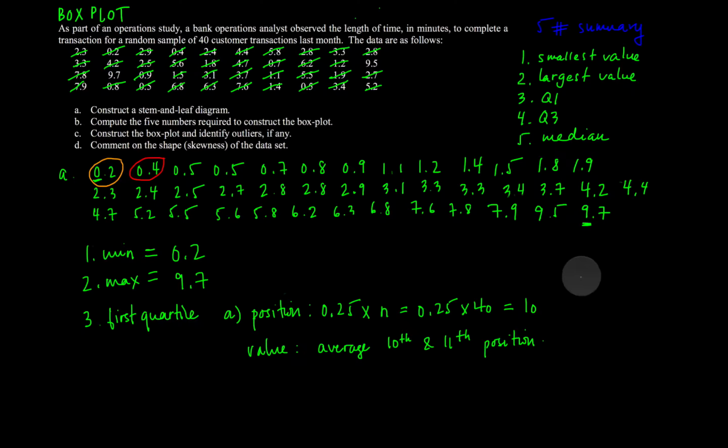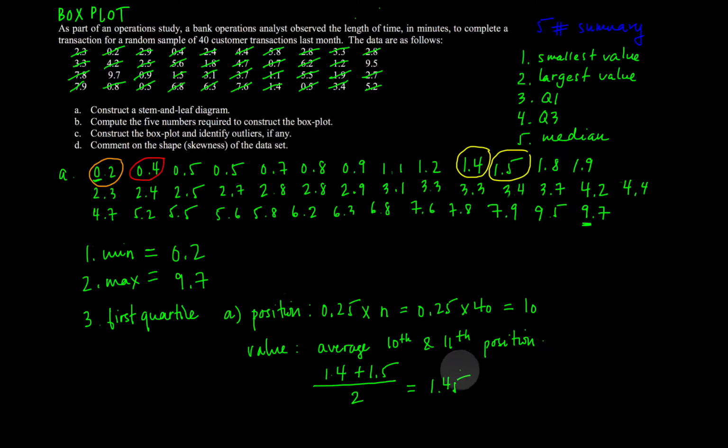Okay, so once again, my data is ordered. This makes it very easy to do. Let's go ahead and select those 2 values. So we have 1, 2, 3, 4, 5, 6, 7, 8, 9. So that would be 10 right here and 11 right here. So I'm going to take the average of those 2. So it's going to be 1.4 plus 1.5 divided by 2. Sorry, 2.9, I apologize. So this is going to be 1.45. Okay, so that is my first quartile value right here.